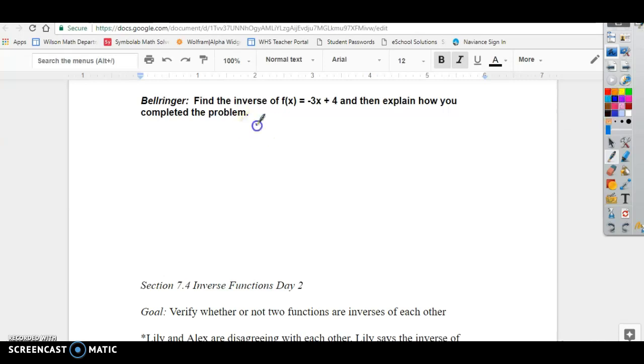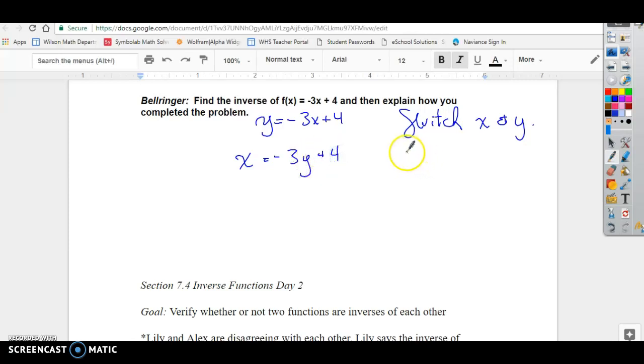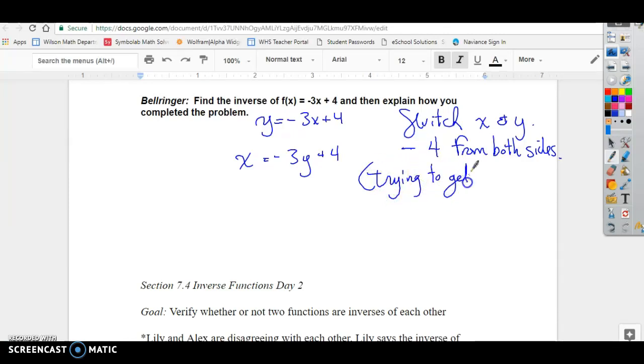All right, so what we're going to do is change f of x to y equals negative 3x plus 4, and then explain how we completed the problem. So we're going to switch, because we're going to explain as we do. Switch x and y. So we're going to put x equals negative 3y plus 4. Now we are going to subtract 4 from both sides. We're trying to get y by itself.